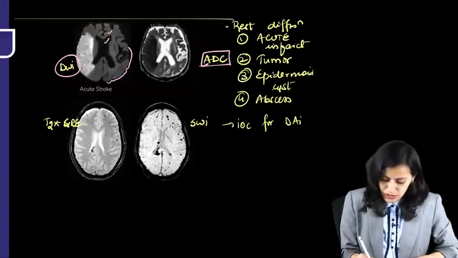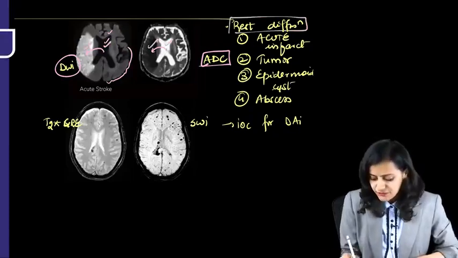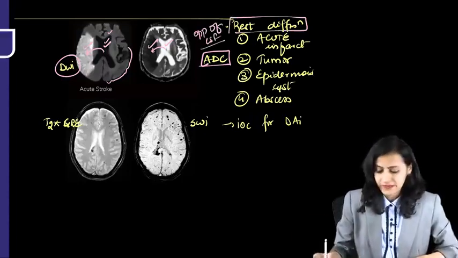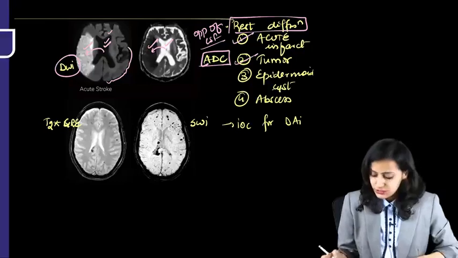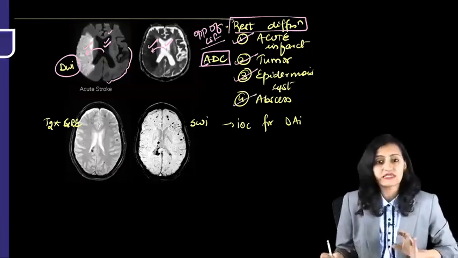So a pathology which shows the signal opposite to CSF, CSF black, pathology white, CSF white, pathology black, is called restricted diffusion. So restricted diffusion means opposite of CSF because CSF is facilitated diffusion. So remember, acute infarct gives restricted diffusion, high grade tumors, hypercellular tumors, epidermoid cyst and abscess, these are some of the conditions that give restricted diffusion.